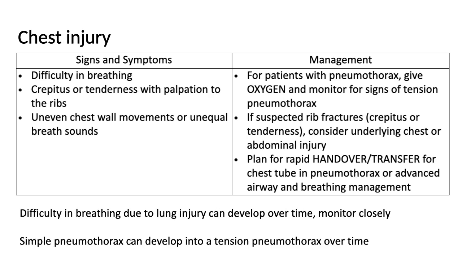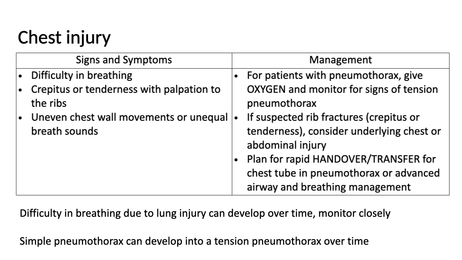Regional chest injury: the patient might present with difficulty in breathing due to lung injury, and sometimes the difficulty in breathing due to lung injury develops over time. Simple pneumothorax can progress to tension pneumothorax. The patient can have tachypnea, shortness of breath, crepitus or tenderness with palpation of the rib.